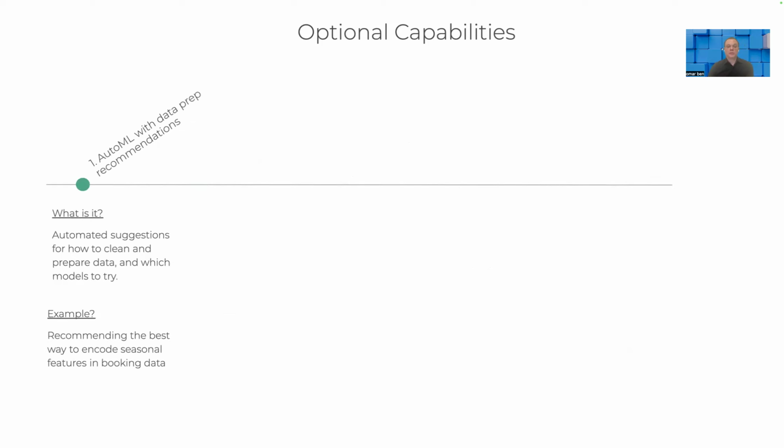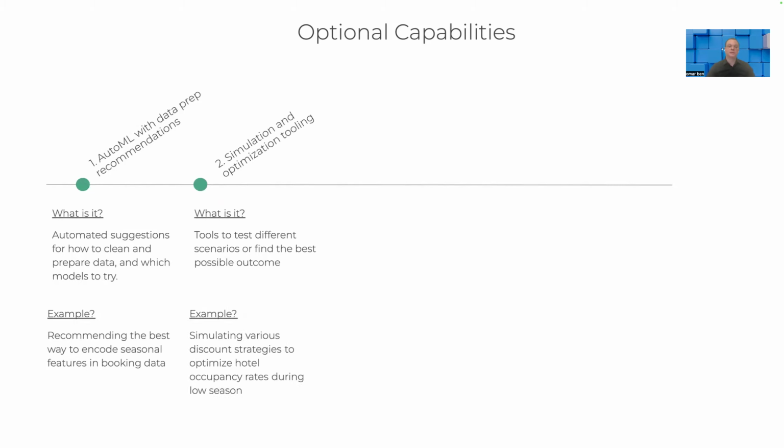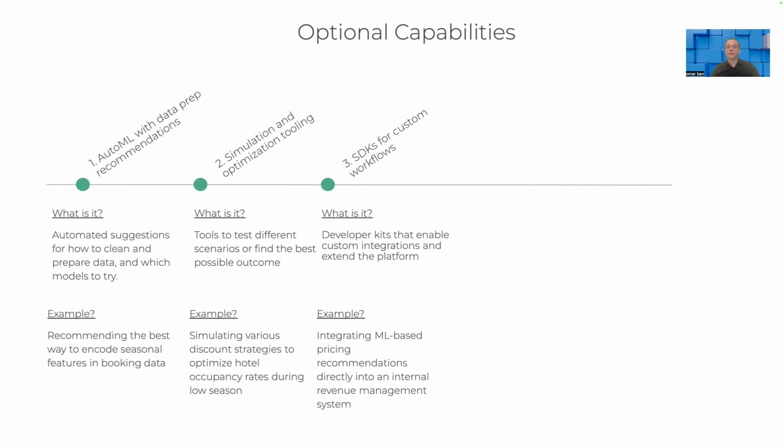Here, the engine is recommending the best way to encode seasonal features in booking data. Simulation and optimization tooling: these are tools to test different scenarios and find the best possible outcomes. It's simulating various discount strategies, for example, to optimize hotel occupancy rates during low season. SDKs for custom workflows: developer kits that enable custom integration and extend the platform.